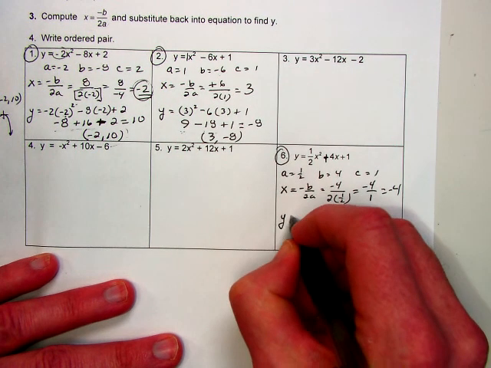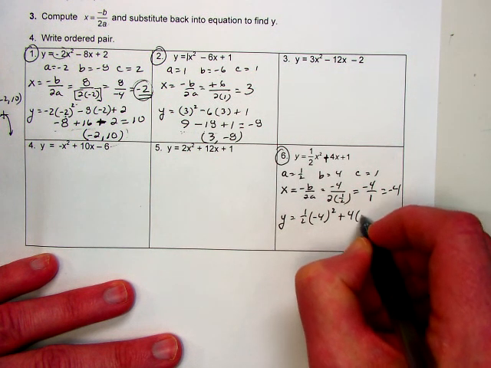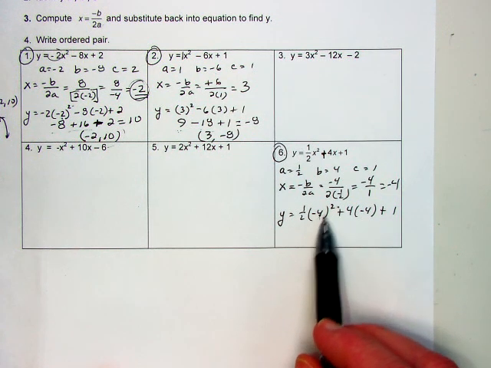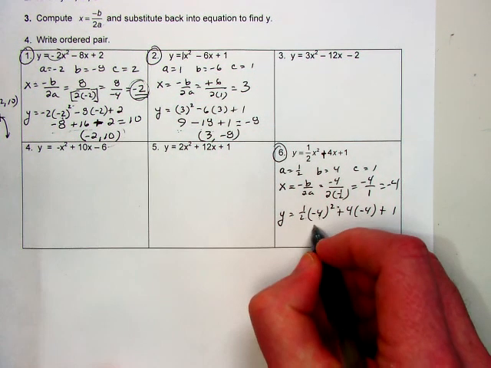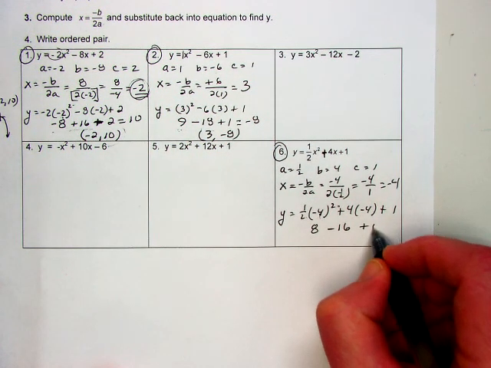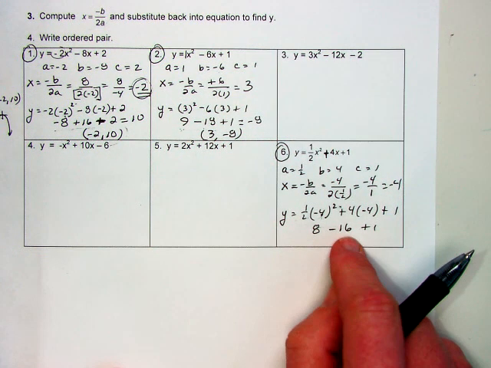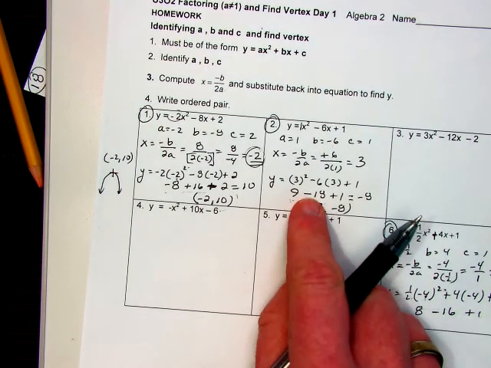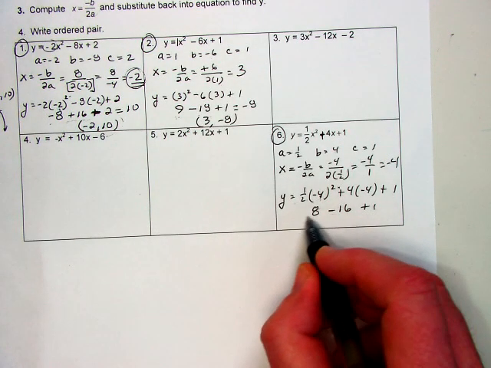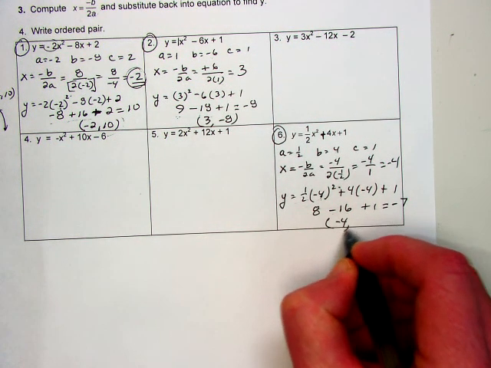Now I'm going to plug that into my y, and I get 1/2 times -4 squared. All right. So if I square -4, I get 16. Half of that is 8. 4 times -4 is -16, plus 1. Now if you realize, if the vertex value is right and you've computed it right, the middle value is always double but opposite the first one. It happened here, double and opposite that one, double and opposite that one. All right, so here I get 8 minus 16 is -8, plus 1 is -7. So my vertex is at (-4, -7).